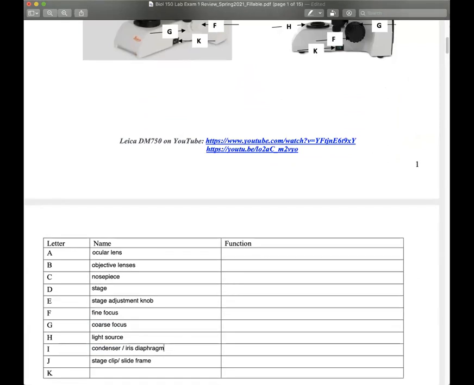Just out of curiosity, I want to bring up the exercise 3 where you had this labeling, because I think the pictures are clearer on that.